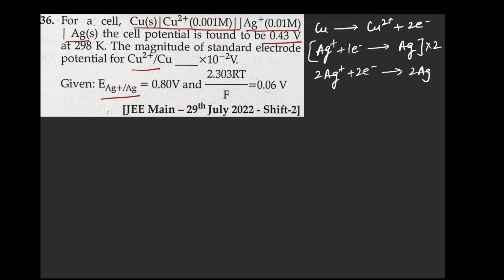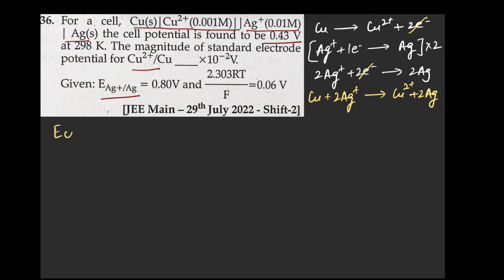Now on adding the reactions at the cathode and anode, the number of electrons get cancelled and the redox reaction that is taking place is Cu plus 2Ag+ forming Cu2+ plus 2Ag. This is the redox reaction taking place in this cell.